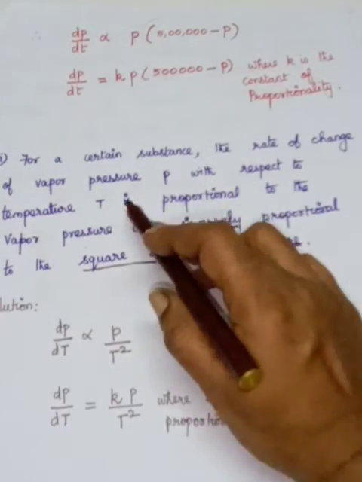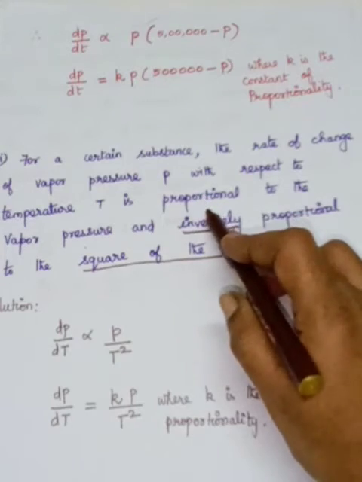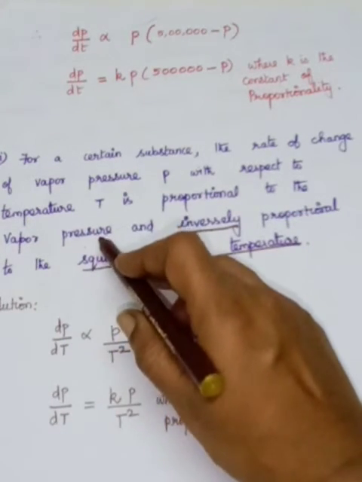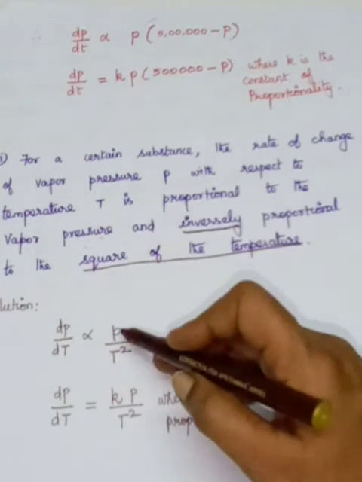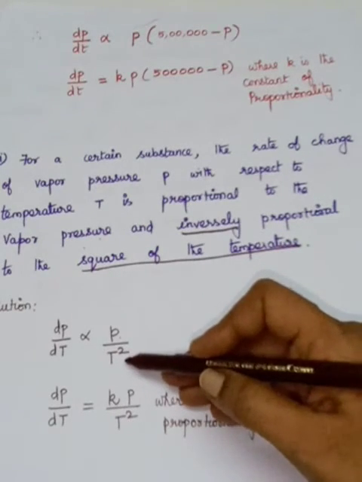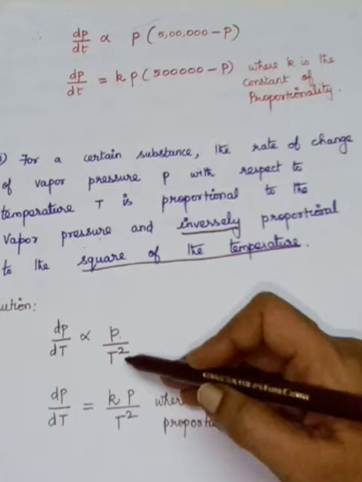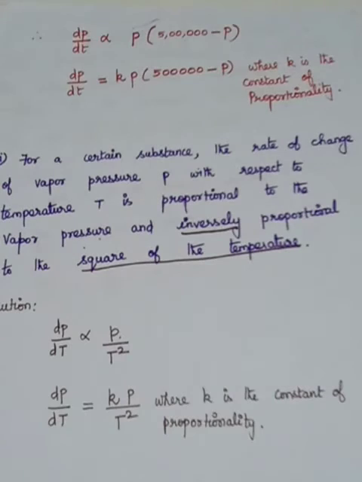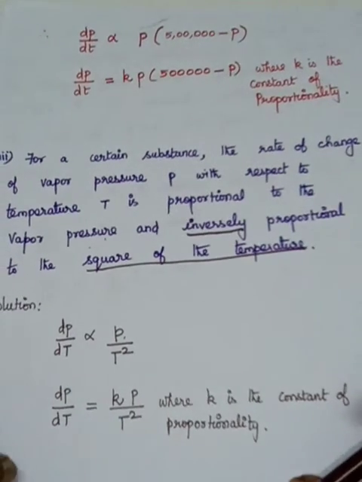So, dP by dt is proportional to the vapor pressure. What is vapor pressure? That is P. And inversely, so the square of the temperature has to be written in the denominator. So dP by dt is equal to Kp divided by T squared, where K is the constant of proportionality.